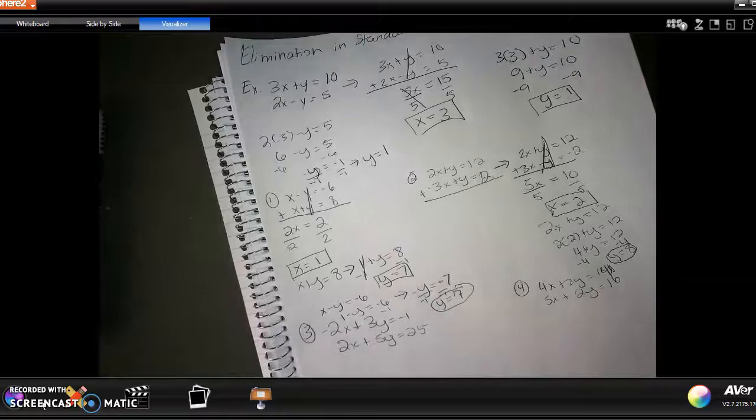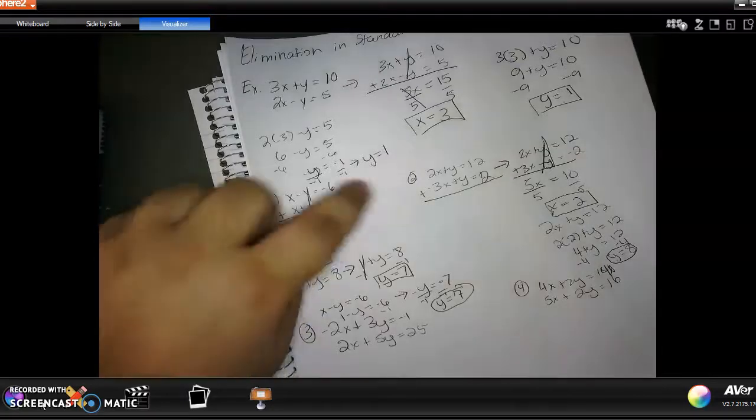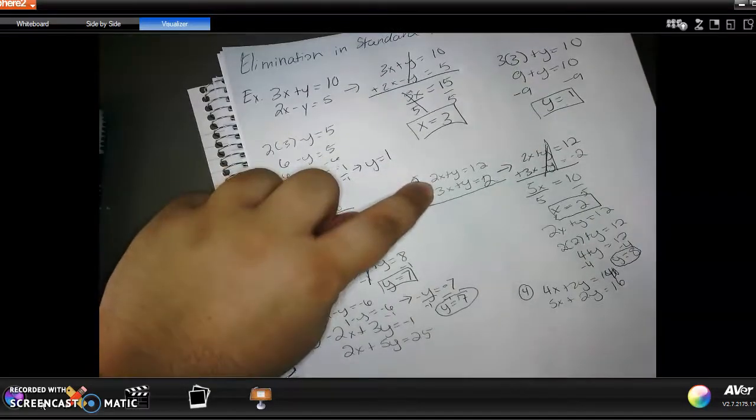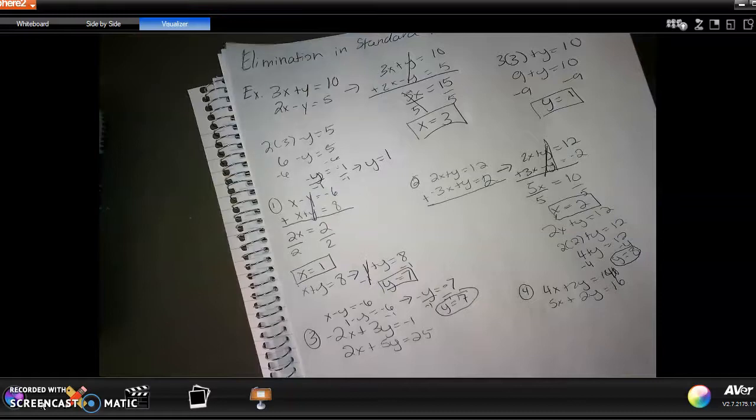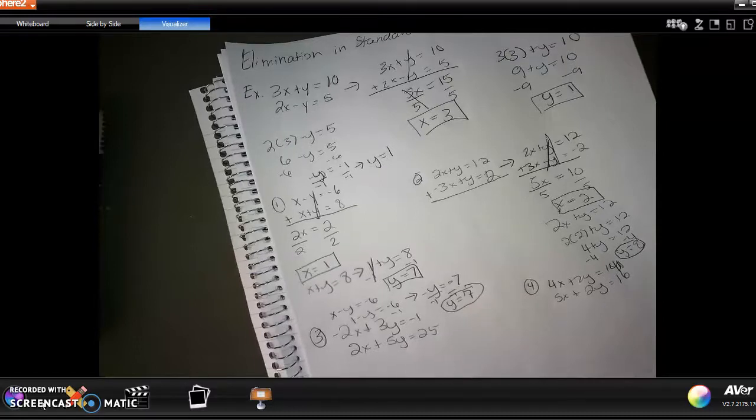All right? So those are our x's and y's. What I want y'all to try to do is, instead of using the top one, use the bottom one. Tell me if you got the same thing. Okay? You should get the same thing on both of these. All right, so let's move on down to the next one.